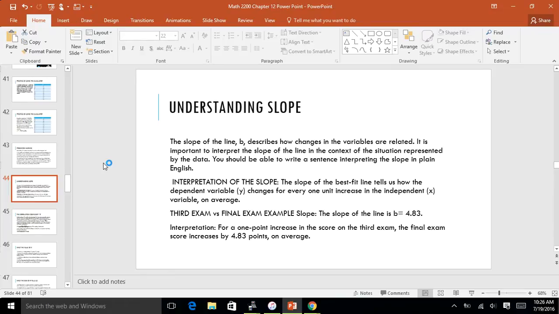Okay, so interpretation of the slope. The slope of the line of best fit tells us how the dependent variable y changes for every 1 unit increase in the independent variable x. So for the third exam and the final exam example, the slope was 4.83. That means for a 1-point increase in the score on exam 3, the final exam score increases by 4.83 points. Okay, does that make sense? So I showed how for every one of X, which is the third exam, the final exam increases by 4.83 points.